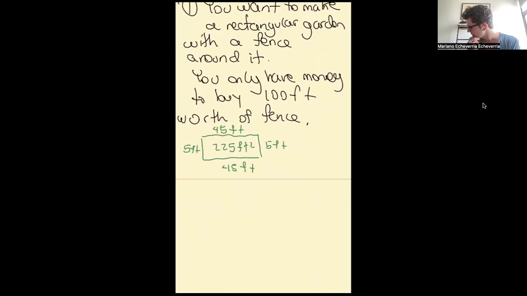But maybe you decide to make it a little bit wider. Okay. So now how much should the other side be? Like the other two, how much should each of the other two sides be?